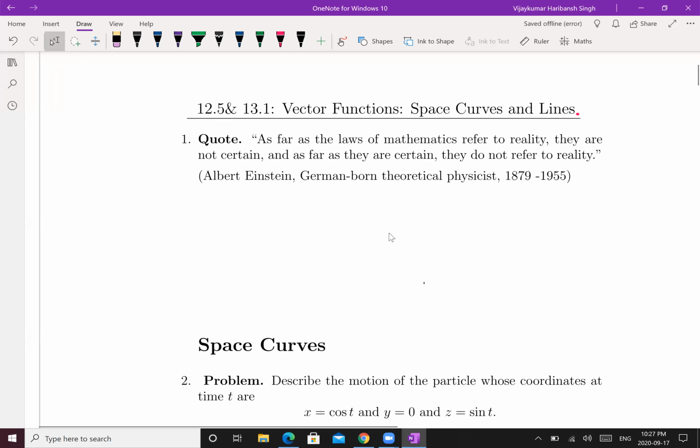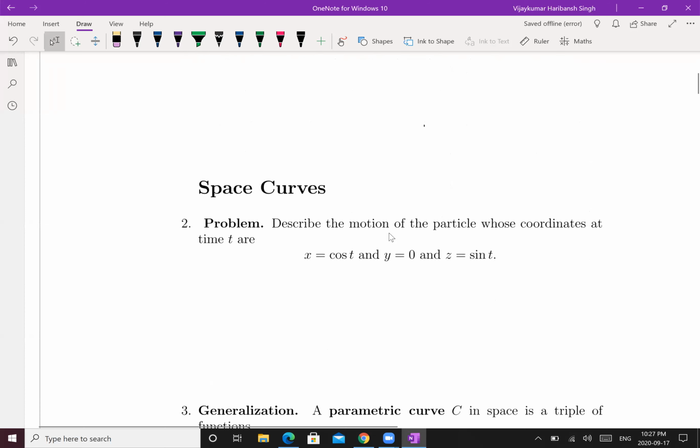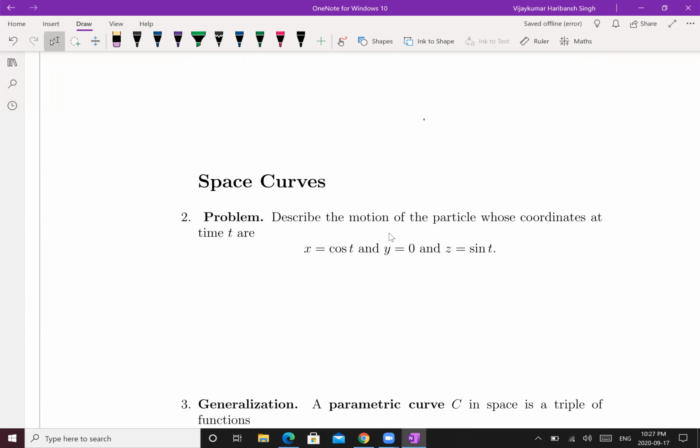Welcome students. We want to discuss vector functions, and in particular, space curves and lines. So what are space curves? To describe that, first consider the following problem.